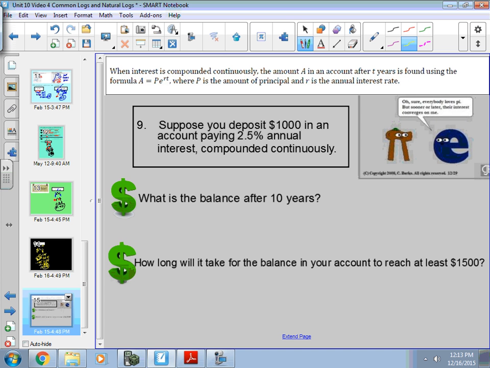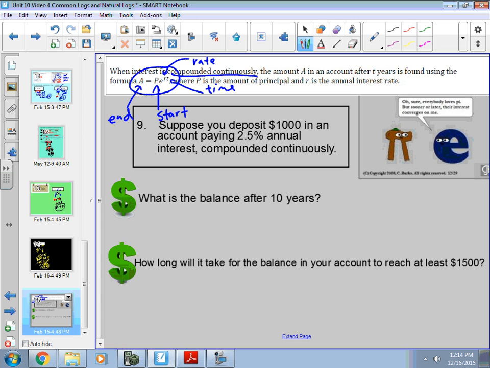Now, where that's going to come up is some of these real life money problems or growth, exponential decay problems. Okay, so let's read through this one. It says, when interest is compounding continuously, that means all the time, the amount A in an account after T years is found by using this formula right here, where P is the amount of principal. Principal, just like we've been doing on a lot of these problems, is your starting amount. A is our ending amount. E's that natural number we've been talking about. R, if you can guess, is the same thing. That's your rate, your percentage rate. And T, like you could probably guess, is time.